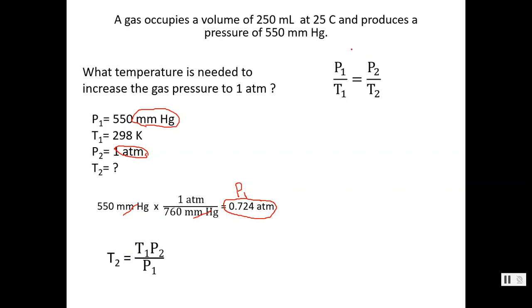We can solve this equation, P1 over T1 is equal to P2 over T2, by cross multiplying and dividing. T2 is going to be equal to T1 times P2 divided by P1. Then we put in our appropriate values. We see that the atmosphere units cancel and we're left with Kelvin. So then doing the appropriate mathematics, that gets you an answer of 412 Kelvin, which would be the same as 139 degrees Celsius.